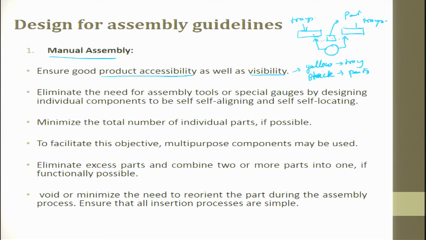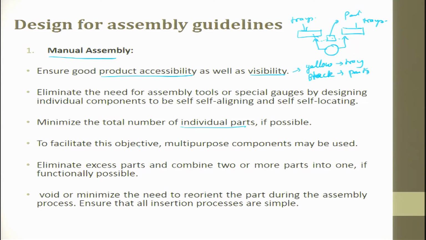Minimize the total number of individual parts if possible. For example, if there are 20 parts, and you take one part, a screw, and then you have a nut that you have to fix to it, and then this assembly gets into the product. Rather than doing it, try to make the nut and the screw an integral part. So, 2 parts are reduced into 1.